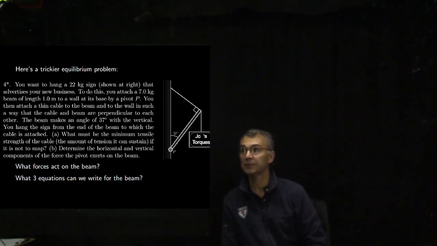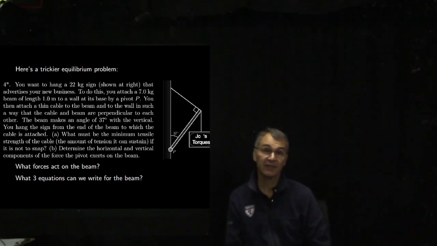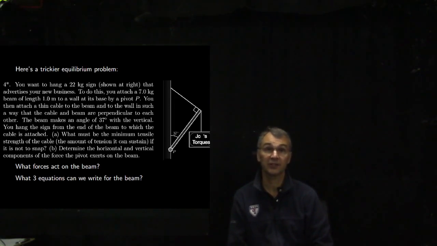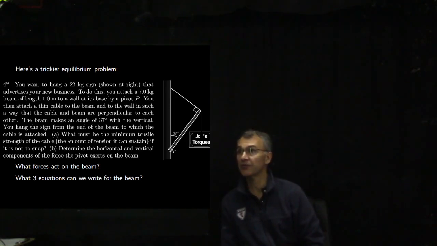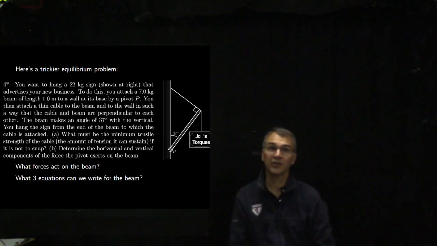A, what must be the minimum tensile strength of the cable? That's really asking what's the largest possible value for the tension. And there's only one possible value in this problem for the tension, so it's really just asking what is the tension. B, determine the horizontal and vertical components of the force the pivot exerts on the beam. Okay, so we basically want to determine three unknowns, the tension and the x and y components of the force exerted by the pivot on the beam.